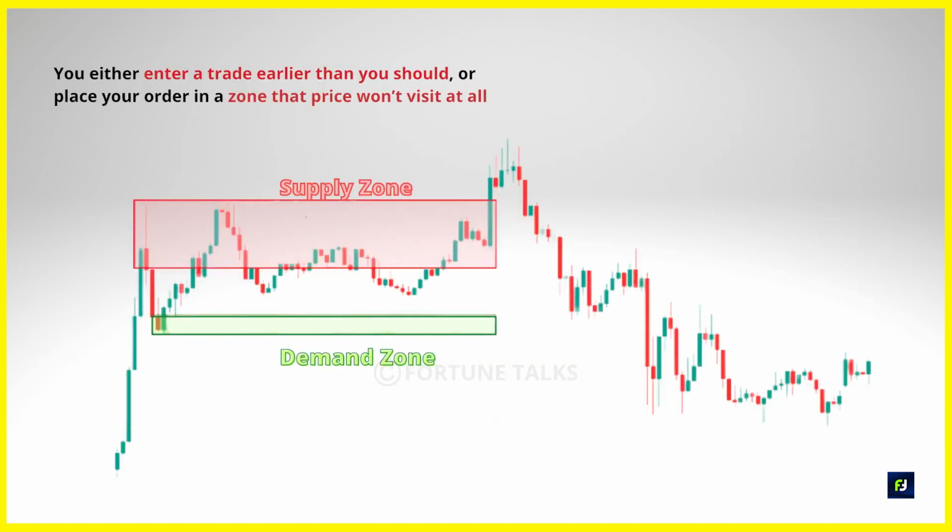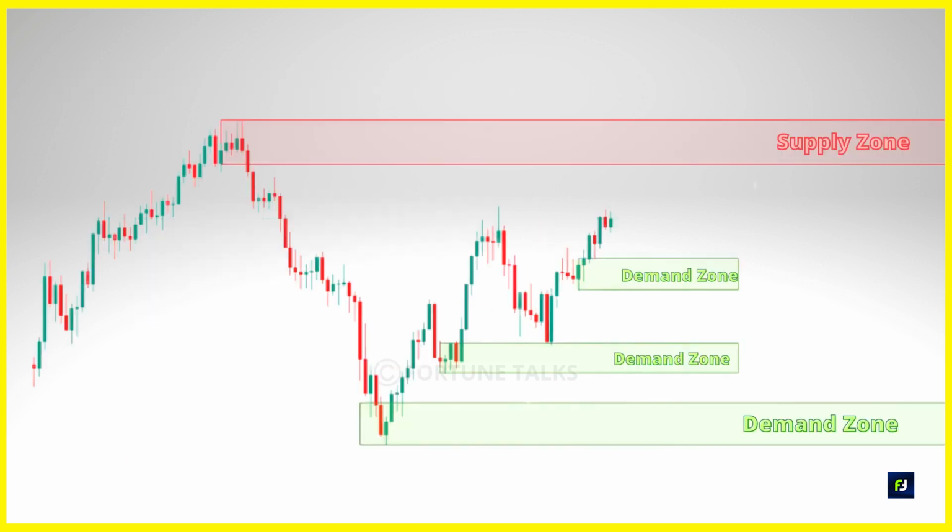Often this will lead you to enter a trade earlier than you should, or you might even place an order in a zone that the price won't visit at all. This can really be frustrating because sometimes you have to wait for a longer period of time for the price to return to your zone and trigger your orders. By choosing the wrong supply and demand zones, you are leaving some of the good trades on the table.